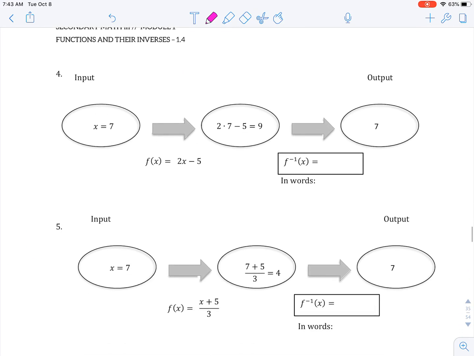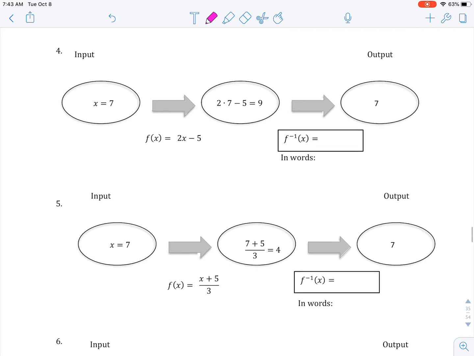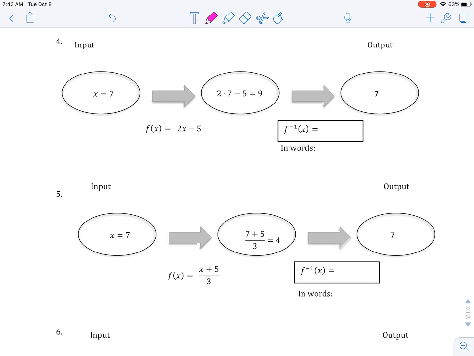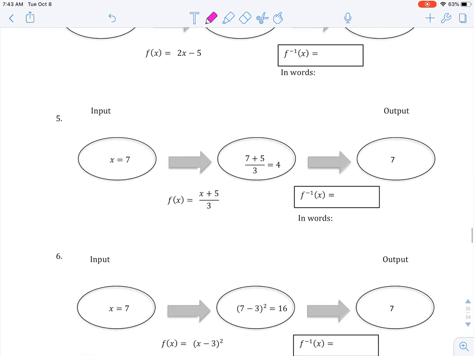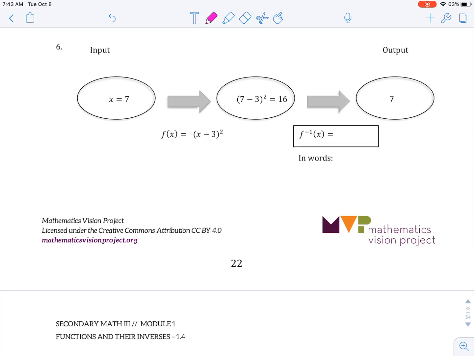Okay, next one. I think you guys are going to be fine on this on your own. So some of these easier ones I don't think I'm going to have to do. But I do want to do number 6, okay, because 6 gets to be a little bit more advanced. So let's start with solving for the inverse.